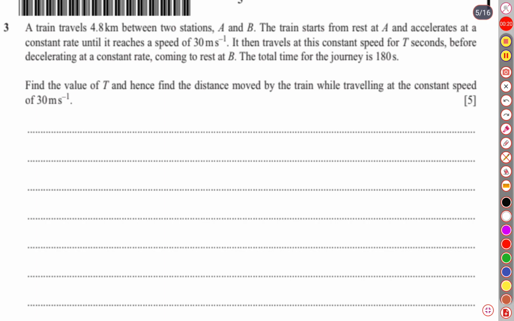It says a train travels 4.8 kilometers between two stations A and B. The train starts from rest at A and accelerates at a constant rate until it reaches a speed of 30 meters per second. It then travels at this constant speed for t seconds before decelerating at a constant rate, coming to rest at B. The total time for the journey is 180 seconds. Find the value of t and hence find the distance moved by the train while traveling at the constant speed of 30 meters per second.